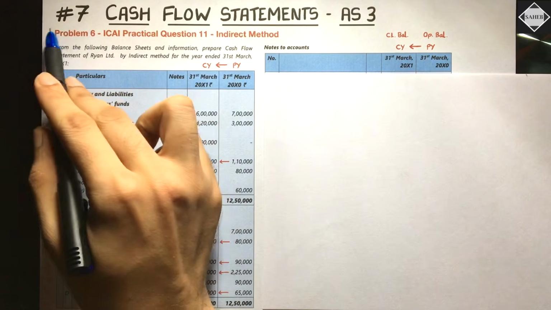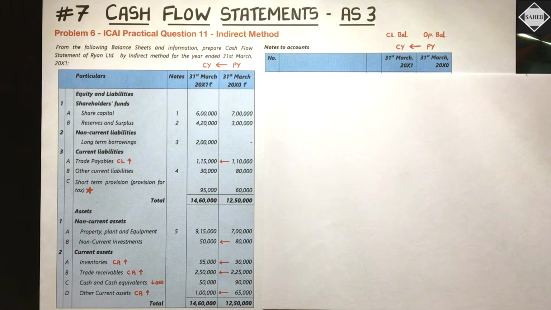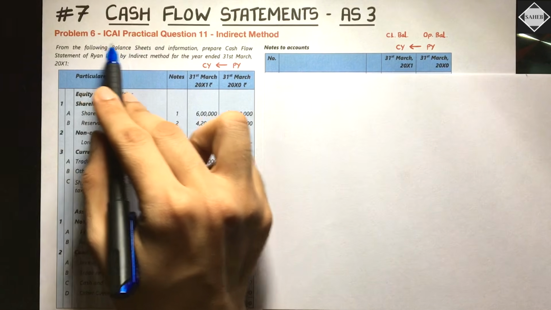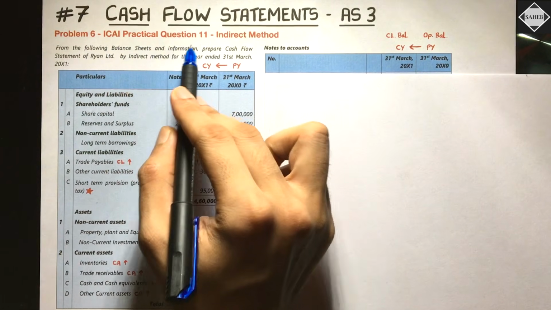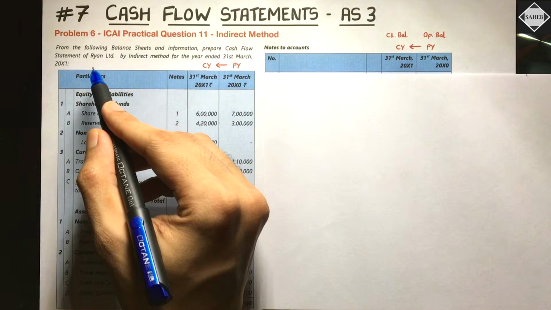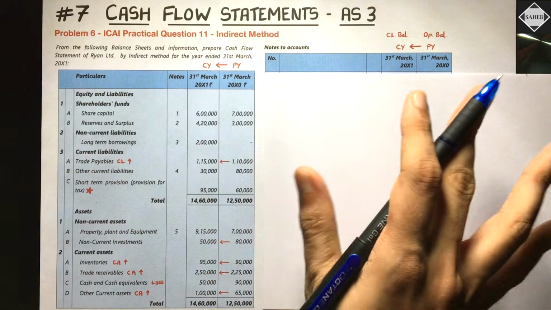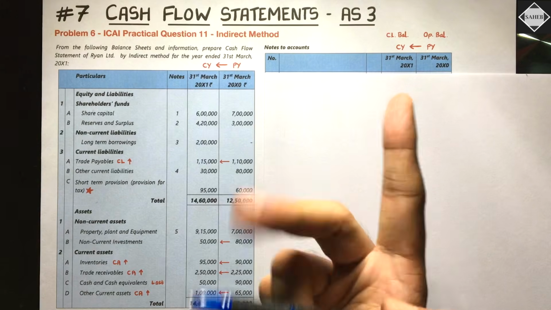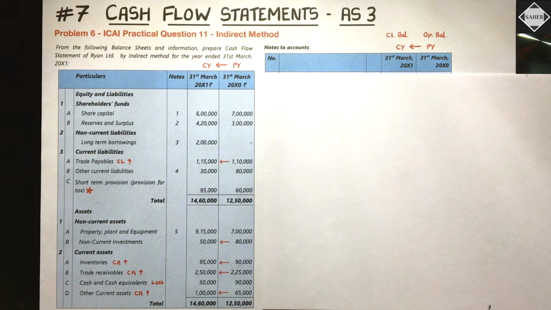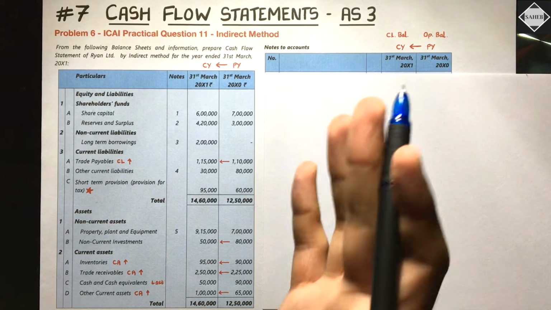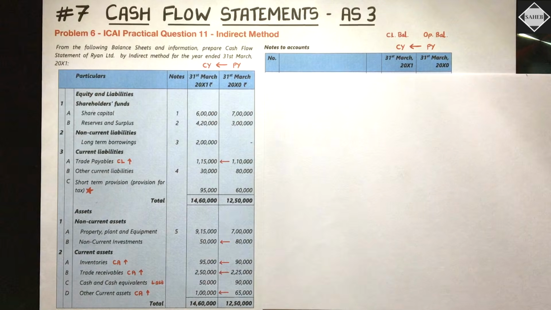Today in the 7th video of the cash flow statement chapter, we are going to solve our 6th problem, and the question is from the ICAI study material, practical question number 11. The name of the question is Ryan Limited. Now this is not the Ryan Limited of illustration 6, this is different. There are two Ryan Limited questions in the study module, so don't get confused between those two. Illustration 6 is different and practical question number 11 is different.